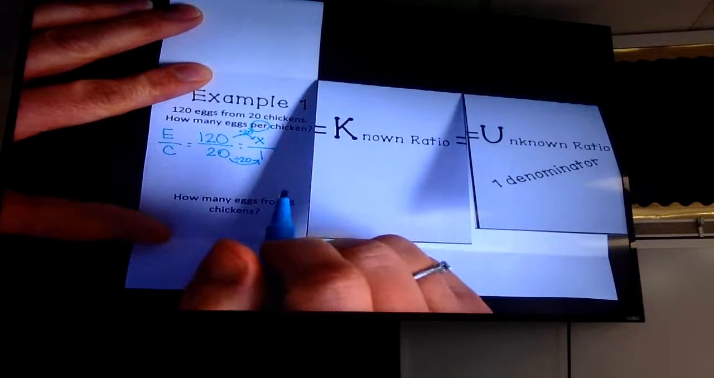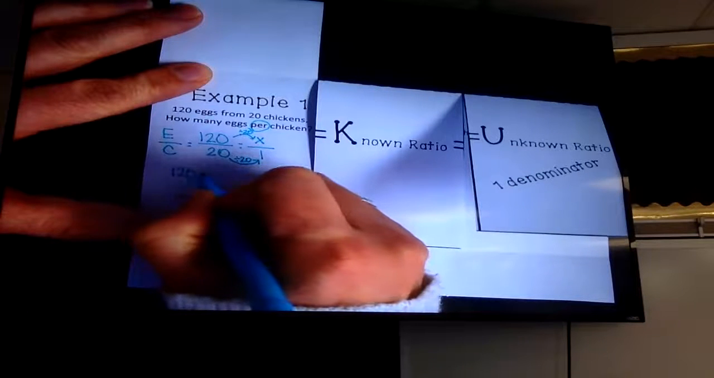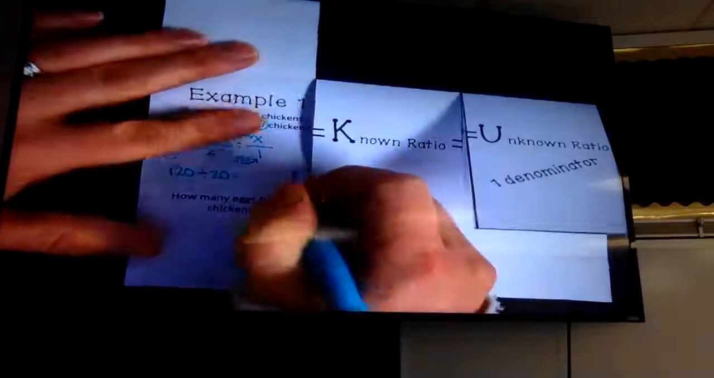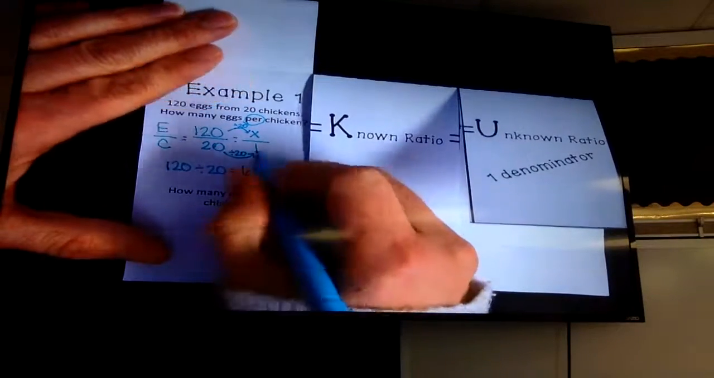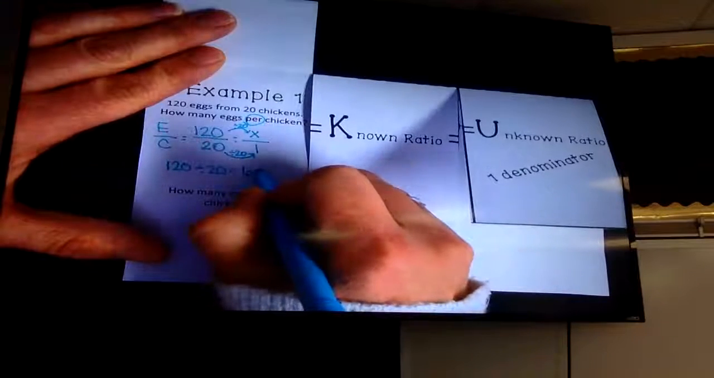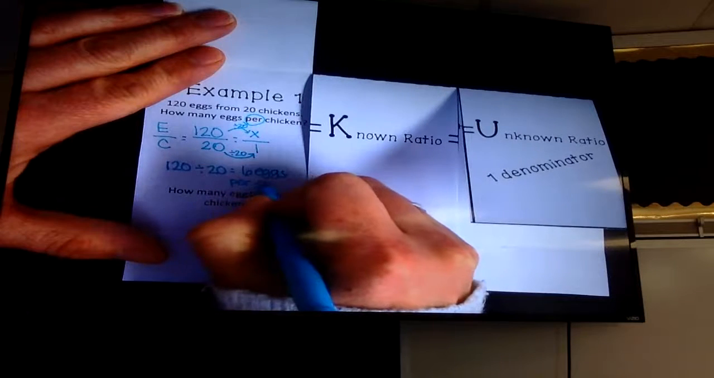So now I'm going to use my calculator. I'm going to write it down here, 120 divided by 20. That's going to give me my unit rate. And I find out the answer is 6. Now I want to label this, and this actually tells me my label too. My label is 6 eggs per chicken.